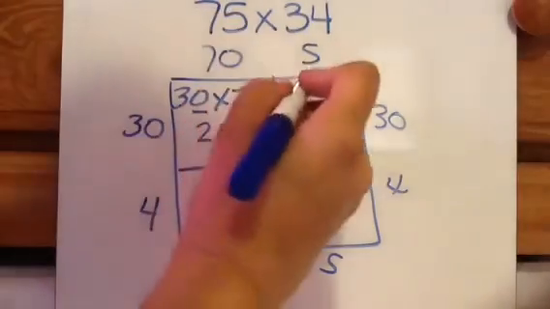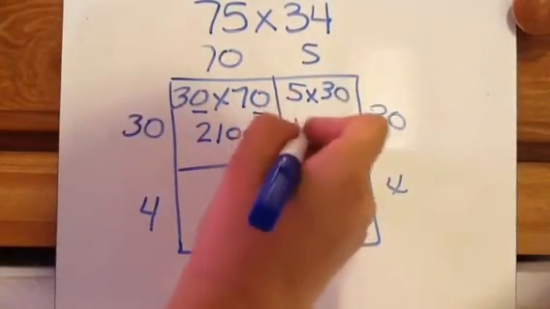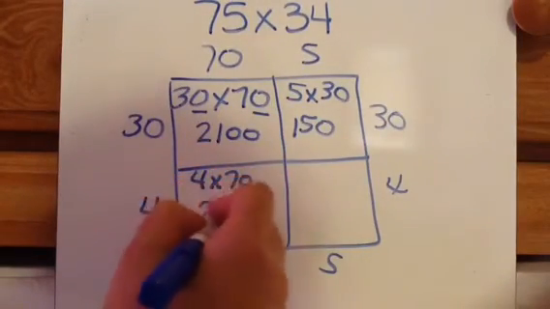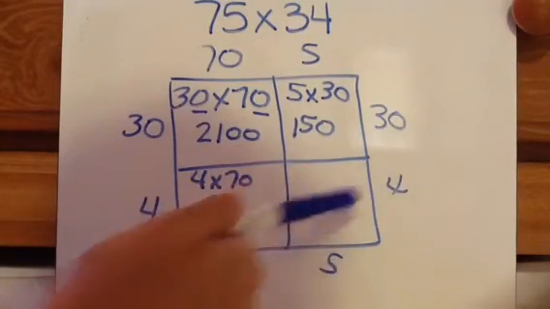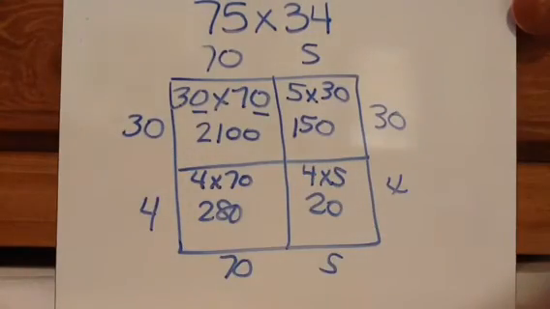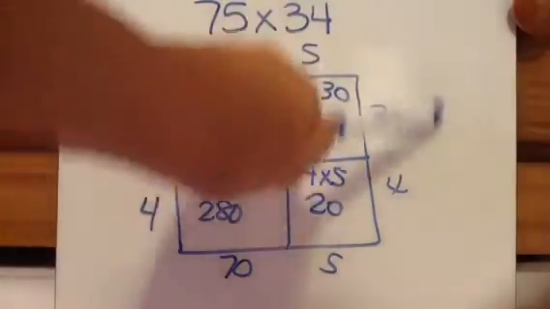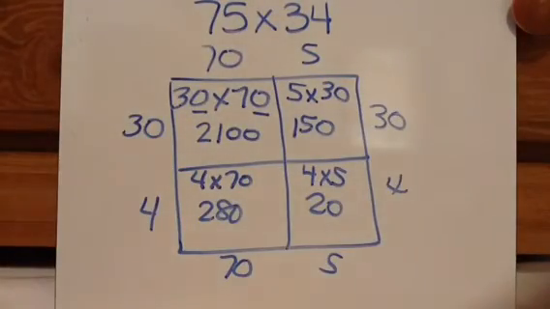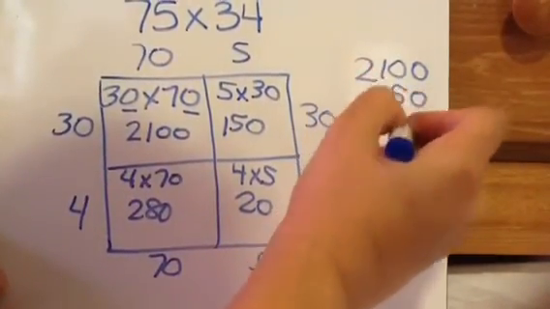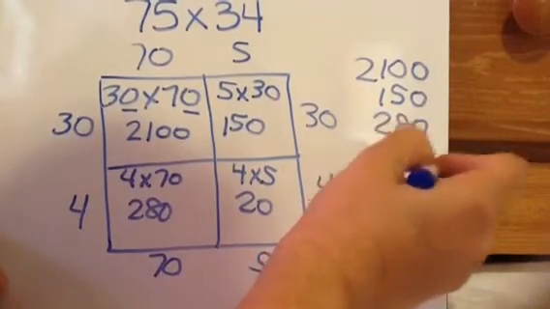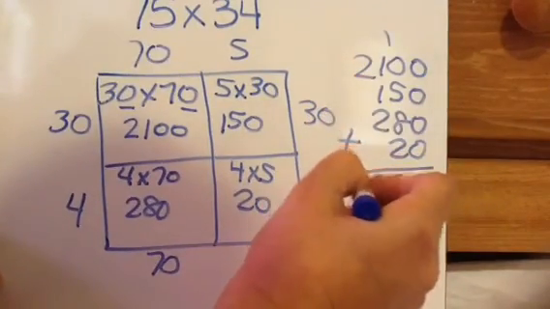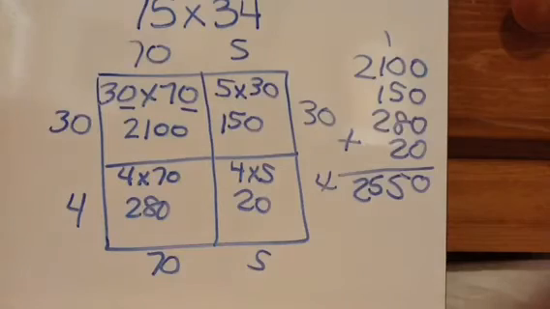Okay, so we have here 5 times 30, which is 150. We have here 4 times 70, which is 280. Then we have here 4 times 5, which is 20. Next step, what I want you to do is take all the partial products, the answers, and line them up. Okay, so when you line it up, you get 2100, 150, 280, and 20. So I get 2,550 as my answer.